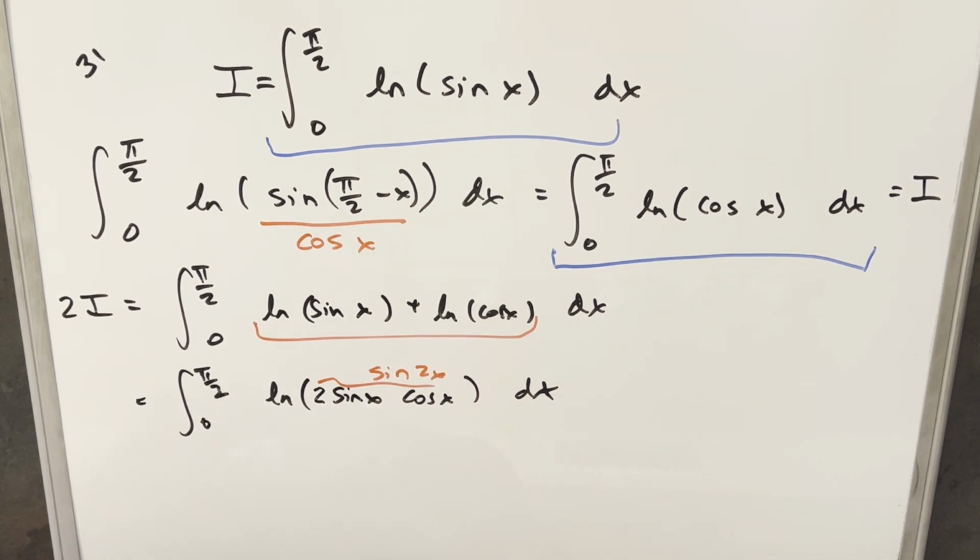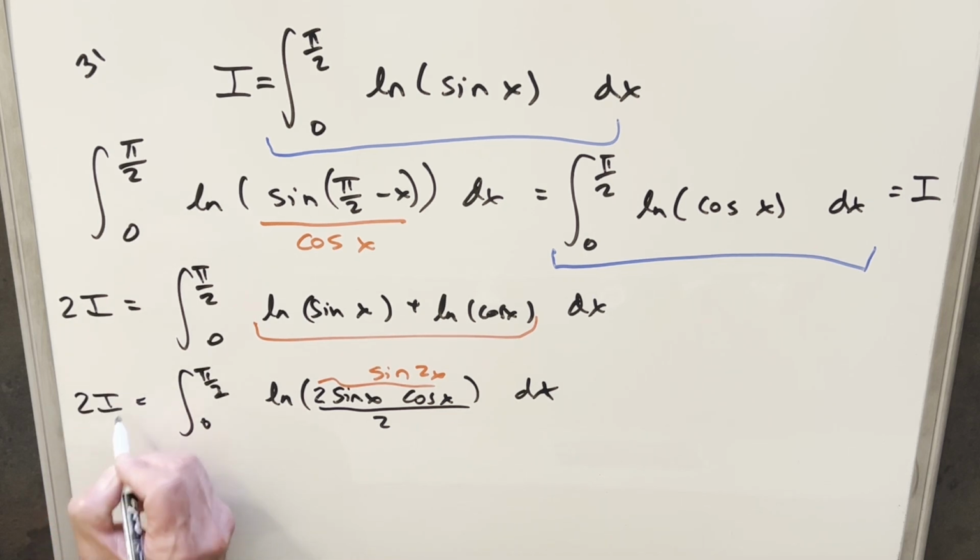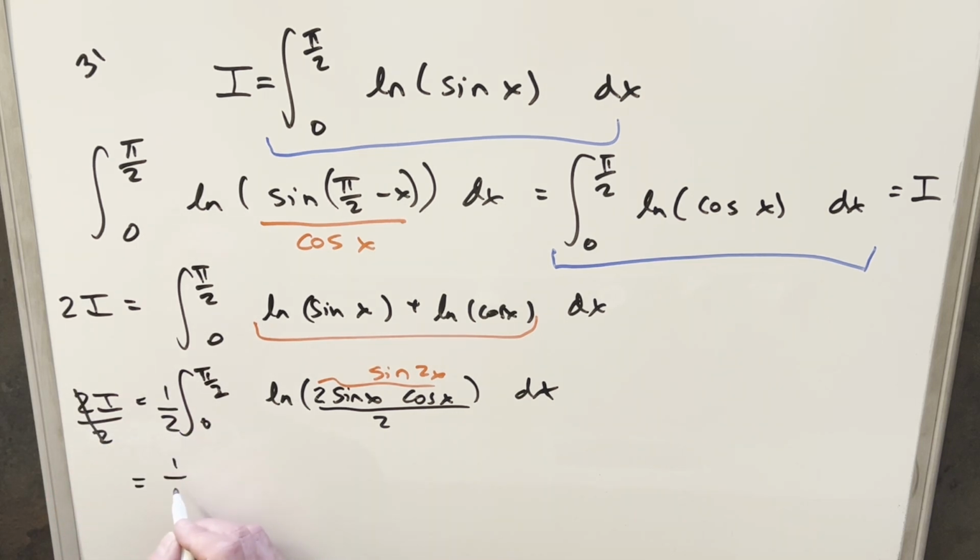But I don't want to change it, so let's just divide off that 2 right here. I can actually use log properties on this again, but let's first bring down our 2I here. Let's get rid of this 2 so we can isolate our I, so we divide by 2 on both sides, multiplying by 1/2 over here. And now we'll split this up with log properties. Because we're dividing here, I can write this as subtraction and split this into two integrals.